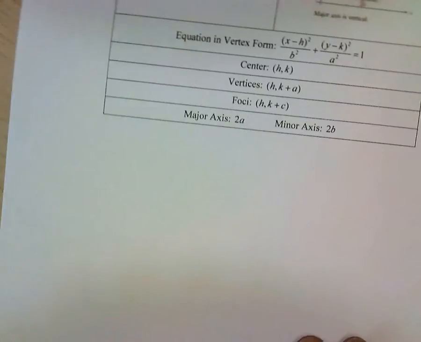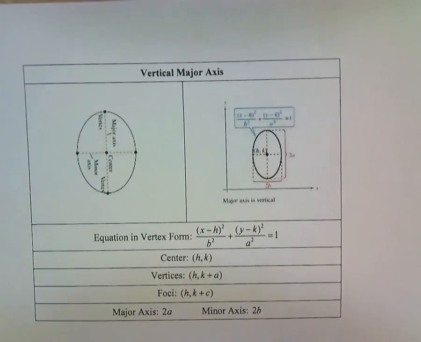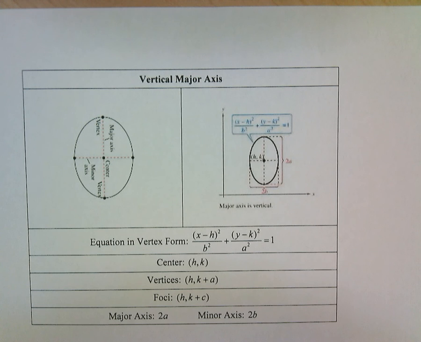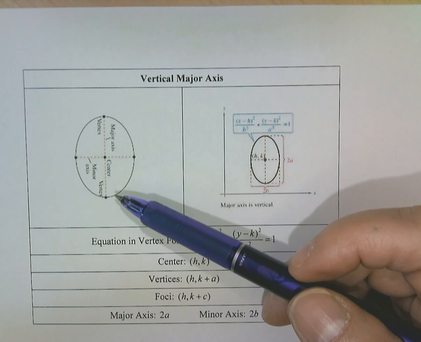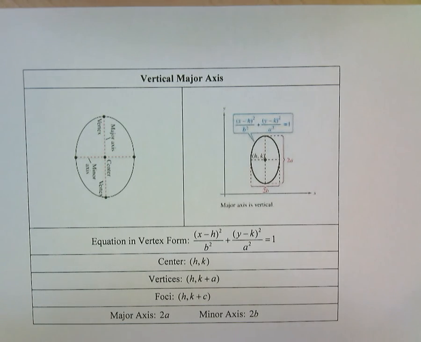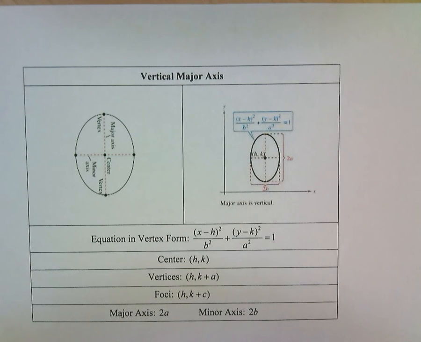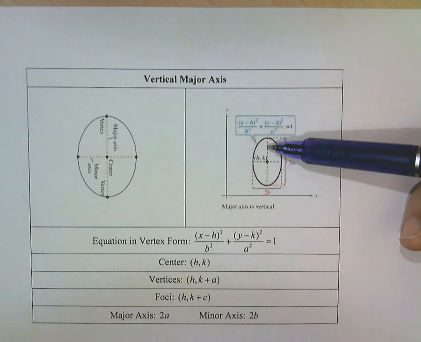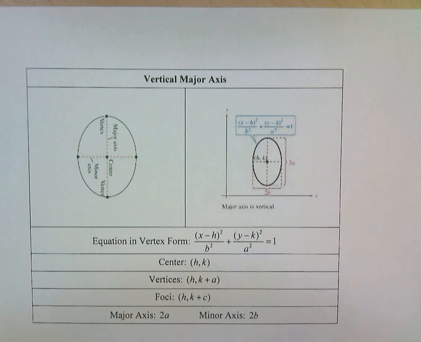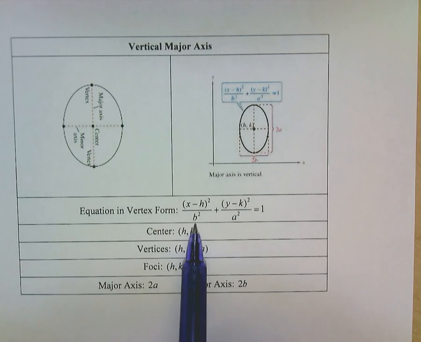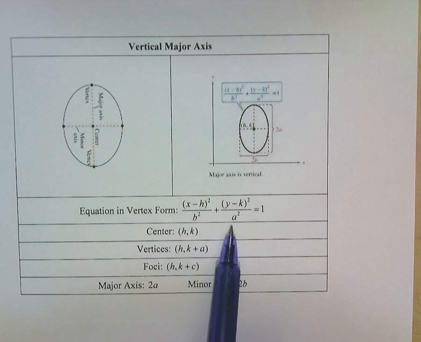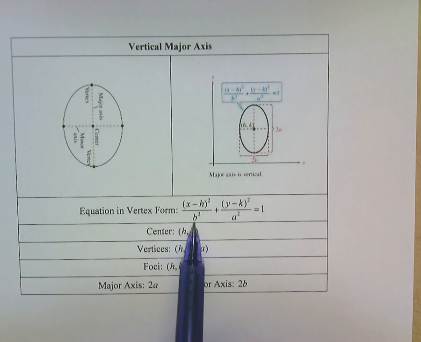Now I'll do an ellipse that has a vertical major axis. And I just snipped these pictures from the book. I just want to give you another visual of it. Now your major axis is going to be going up and down. Your minor axis is going side to side. So you'll notice the only difference in the equation is I've switched what a and b are. A has to be larger than b.